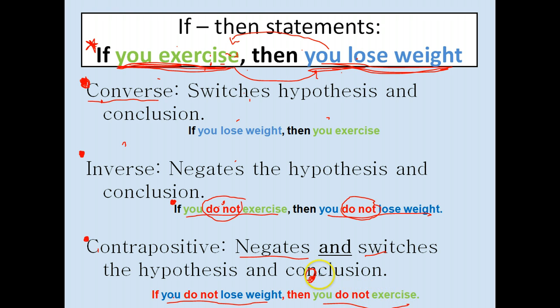So it's not real complicated, but you do need to know what each thing does: what a converse does to a statement, what an inverse does to a statement, and what a contrapositive does. So I would be sure and write that in my notes. Again, the converse switches the hypothesis and conclusion. The inverse negates the hypothesis and conclusion, but does not switch them. And the contrapositive does both. It negates the hypothesis and conclusion and switches them.